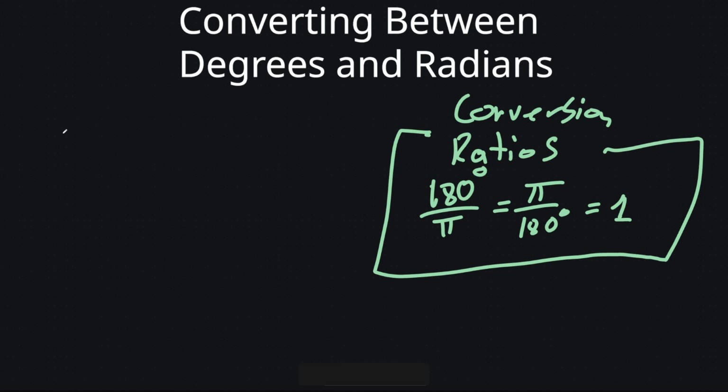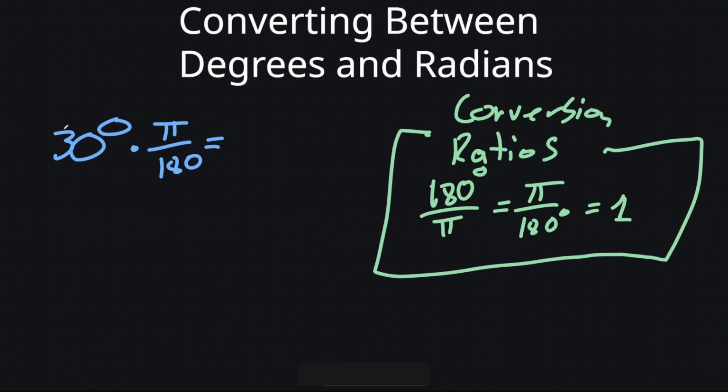Let's say we have 30 degrees and we want to convert it to radians. Well, I'm now going to reference my conversion ratios. I'm going to say, well, I want to make it become radians. I want to get pi involved. So I'm going to have pi on top. So I'm going to use the pi over 180 ratio. So I'm going to times it by pi over 180.